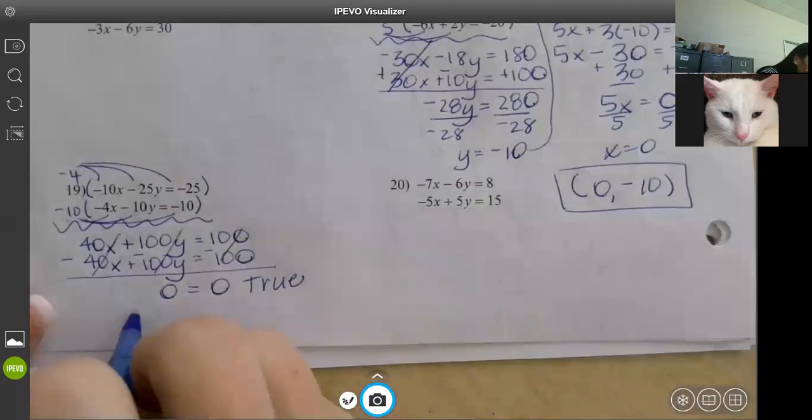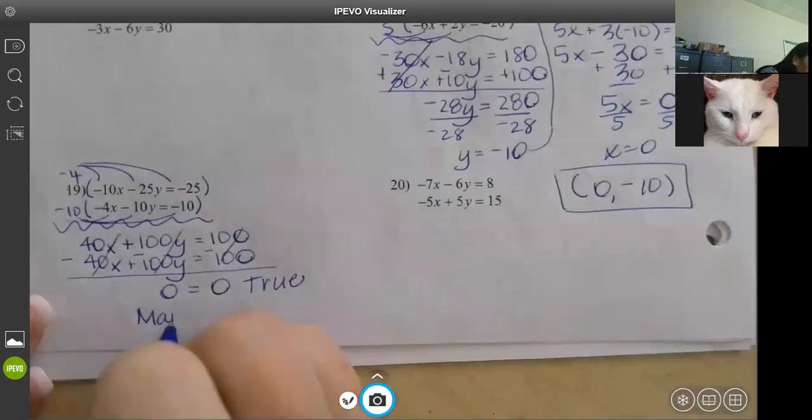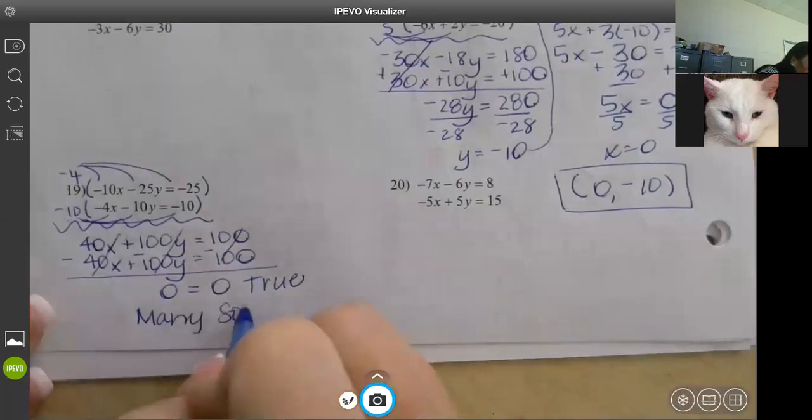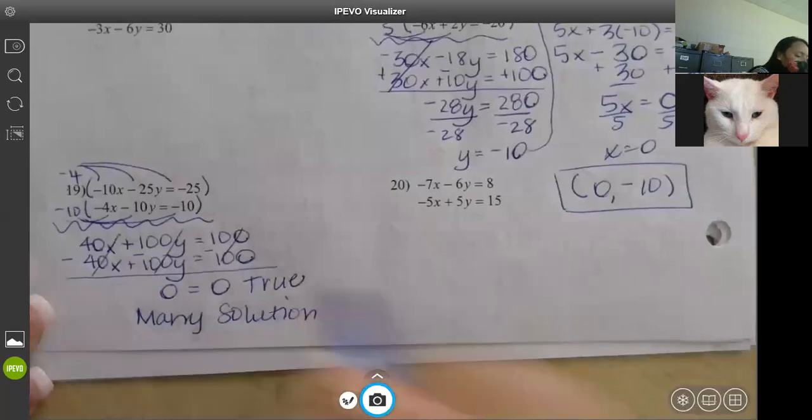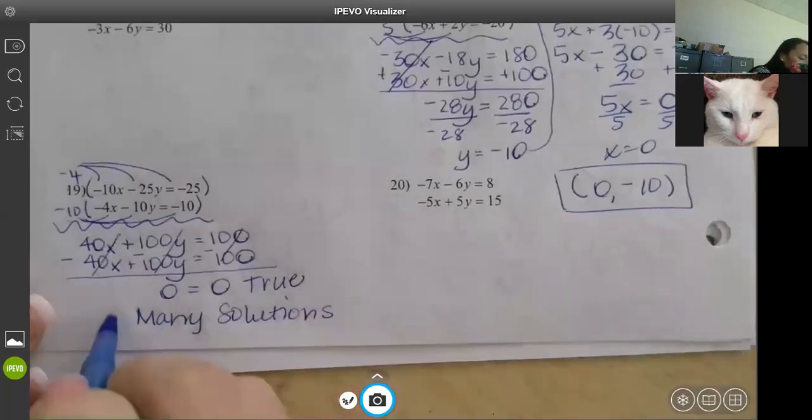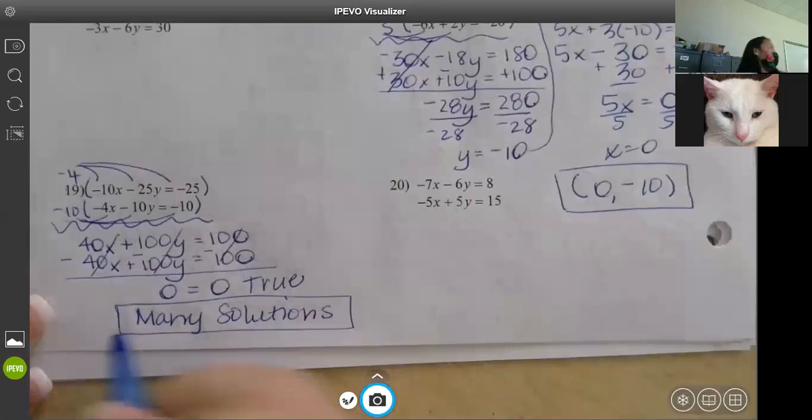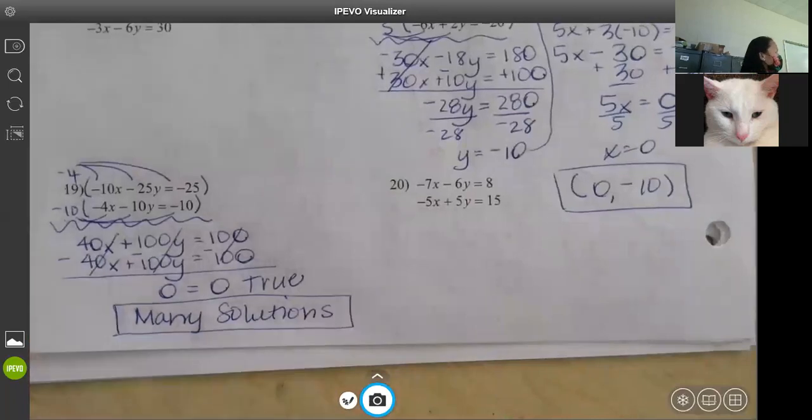So this means many solutions, infinite solutions, however they write it out. Multiple solutions, everything works, all reals. So no matter what you plug in, it'll work in both equations. So that's why I wanted to get that one out of the way.